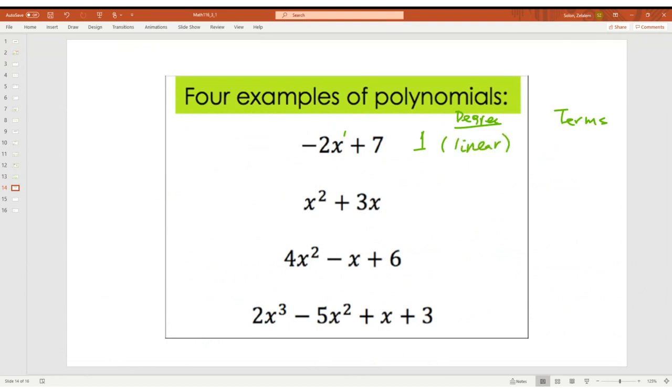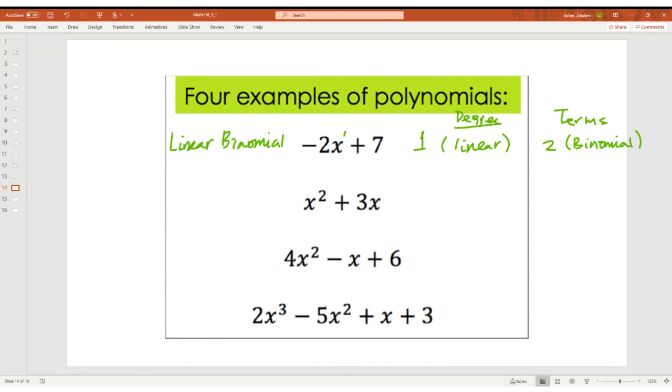Now the number of terms, we have 2 terms. One is 2x, the other one is 7. If you have 2 terms, it's called binomial. Bi means 2. Okay, bicycles. So when we write the name of the expression, we combine the two, usually the name from the degree first. So this is linear binomial. Okay, that's how you name this polynomial.